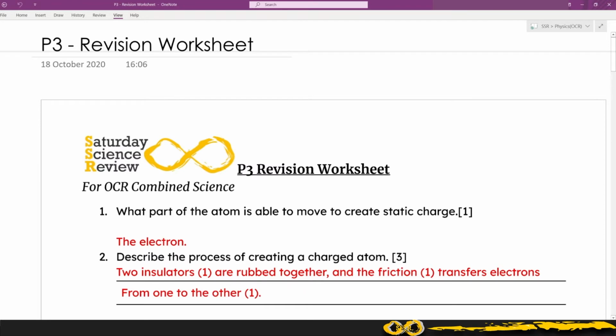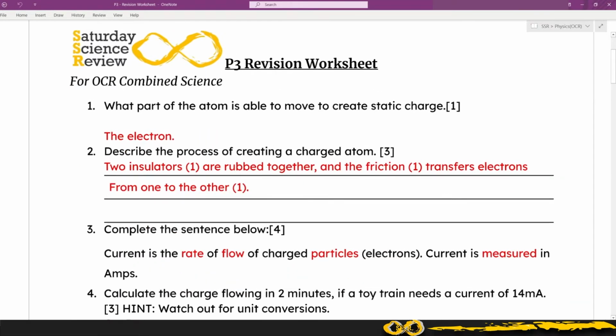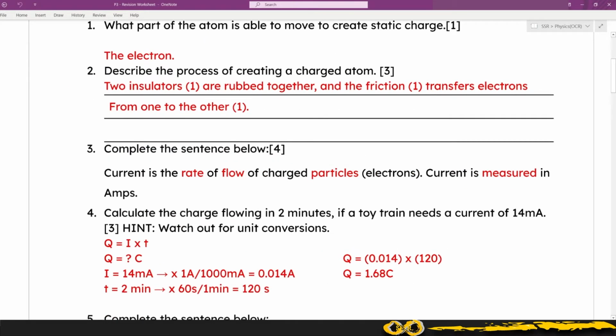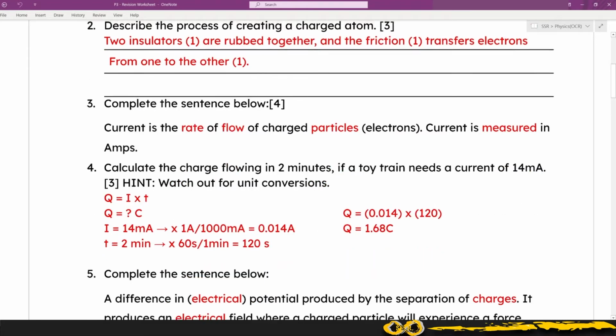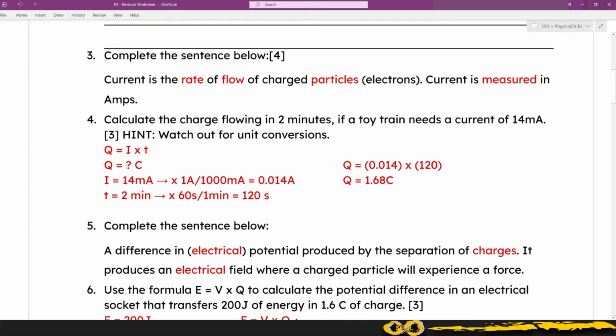Welcome. In this video we're going to go through the P3 revision worksheet as well as some of the questions that may have come up or may have been more difficult to go through. Remember that the definition of current is a rate of flow of particles and not just the flow of particles, because we want to differentiate between current and charge flow.